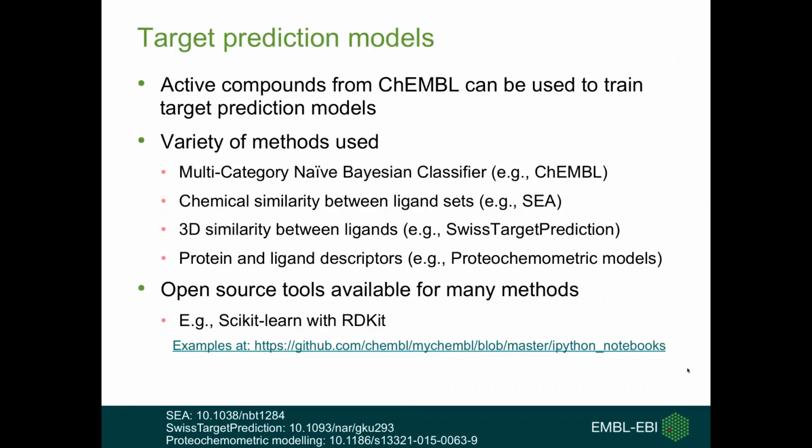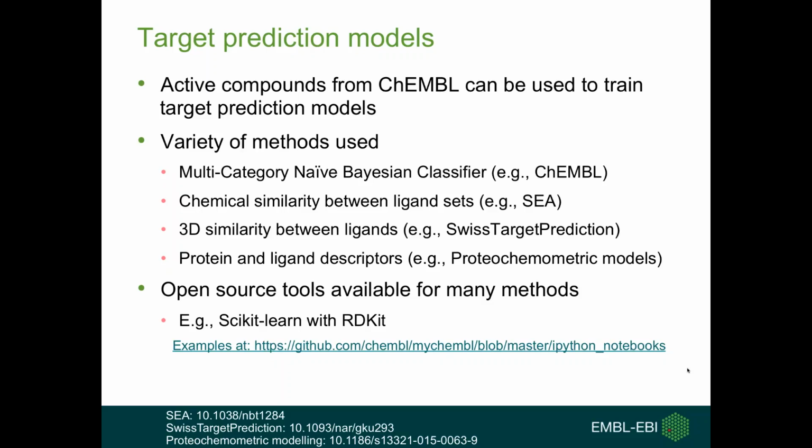Another application of the ChEMBL data is to build target prediction models. If we have a lot of active compounds within ChEMBL for a particular target, we can build a kind of machine learning model for that target, or QSAR model, to try to predict other compounds that might be active against that target. There are a wide range of different methods that people have used for this. Within the ChEMBL group, we've used these multi-category naive Bayesian classifiers to do this, and these models are available if people want to use them.